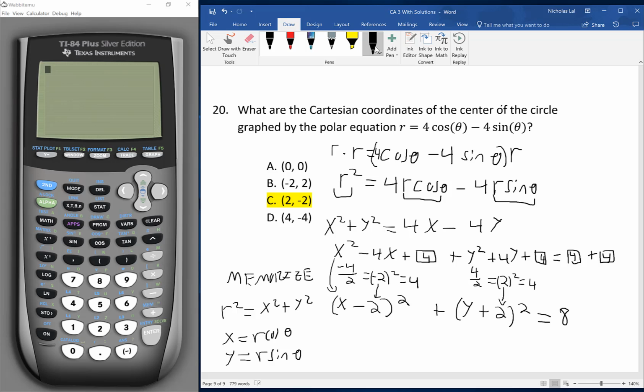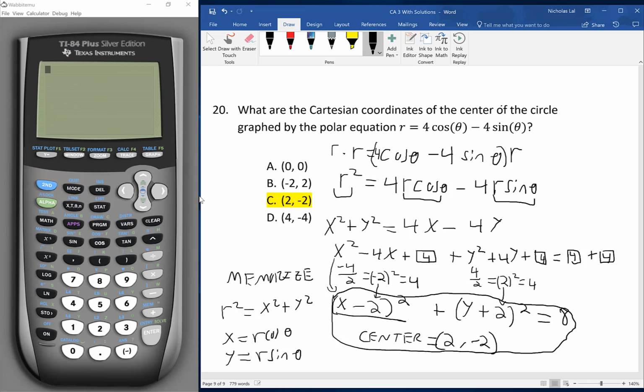So our radius is the square root of 8, and our center is equal to 2, negative 2. So if we know to interpret the circle from the equation, the center becomes 2, negative 2. And in that case, that's answer choice C.